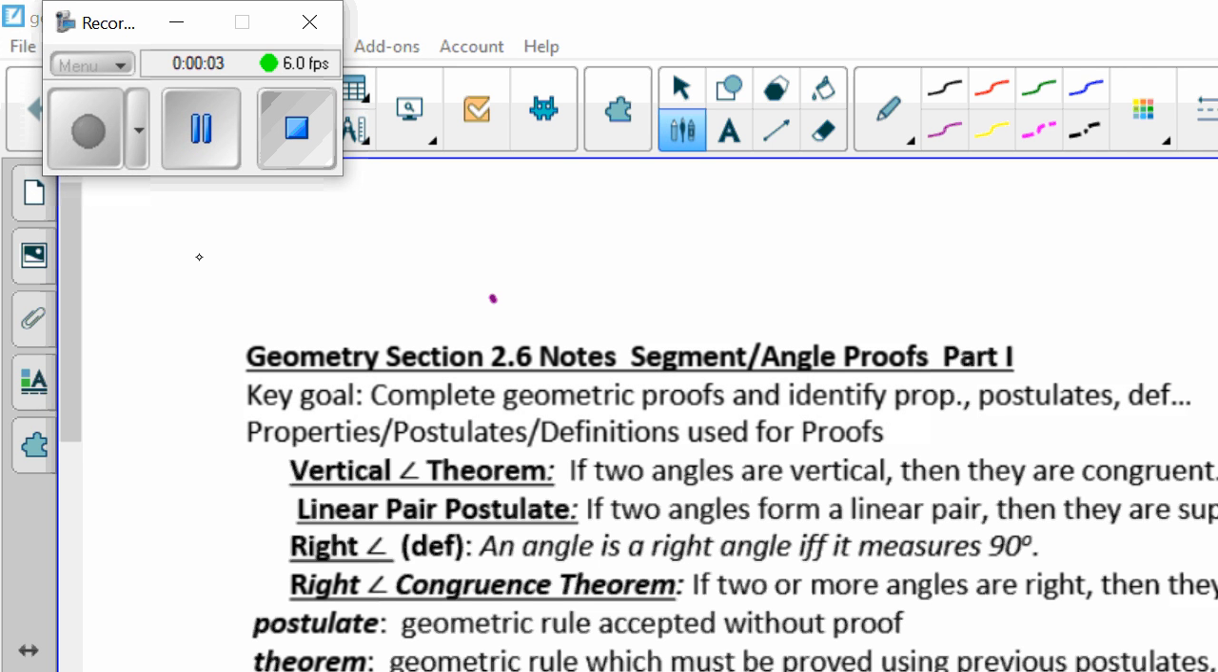Today in geometry, we're looking at section 2.6. We're going to start the geometric proofs. We're looking at segment and angle proofs. So let's talk about some theorems that we haven't discussed yet.